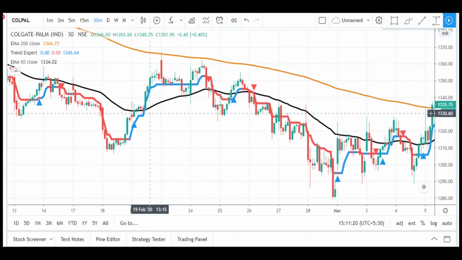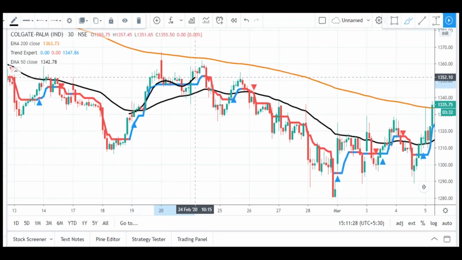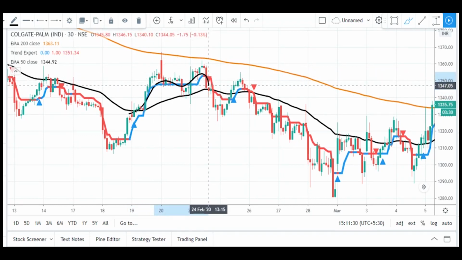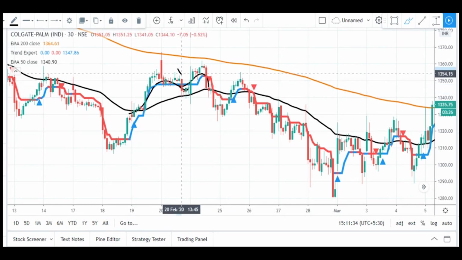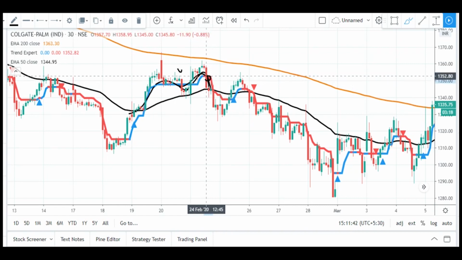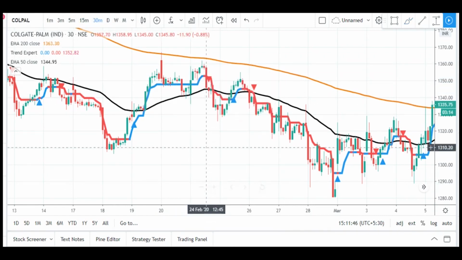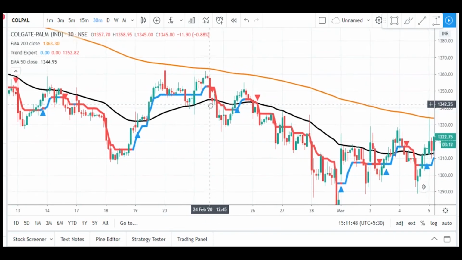So again, if you see here in the Colpal stock, I can show you how exactly our tool works. It came near the 50 moving average line. It came here also, but our tool did not give any signal here, and again it took a very good pullback here and came again here. Then it gave a sell signal, guys, and when it gave a sell signal, you can see how the stock fell.